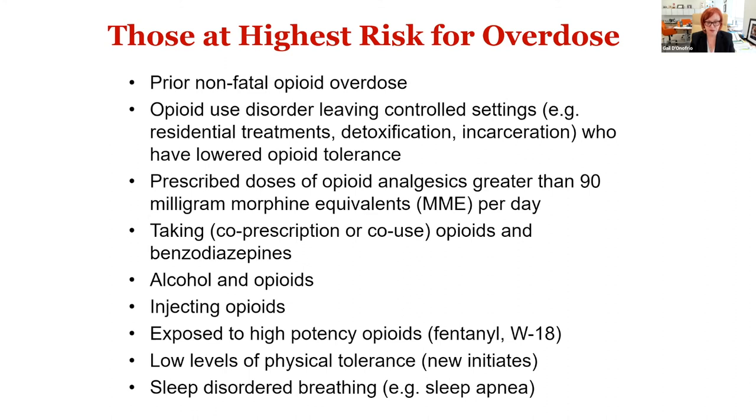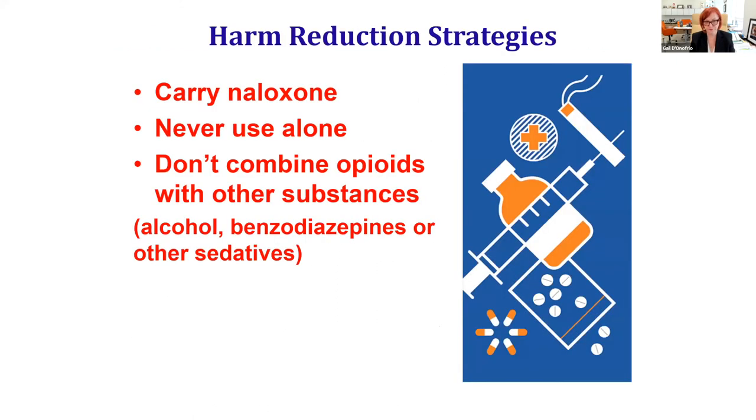and sleep apnea or COPD and low levels of physical tolerance and new issues can really cause a risk for overdose. So we have them carry their naloxone and people say to me, why are you giving me this? I'm the person who just overdosed. And I go, because keep it on you. Your friends might know that you have it. You can tell your friends you have it. One of you needs to have it with you at all times so that someone can administer it.